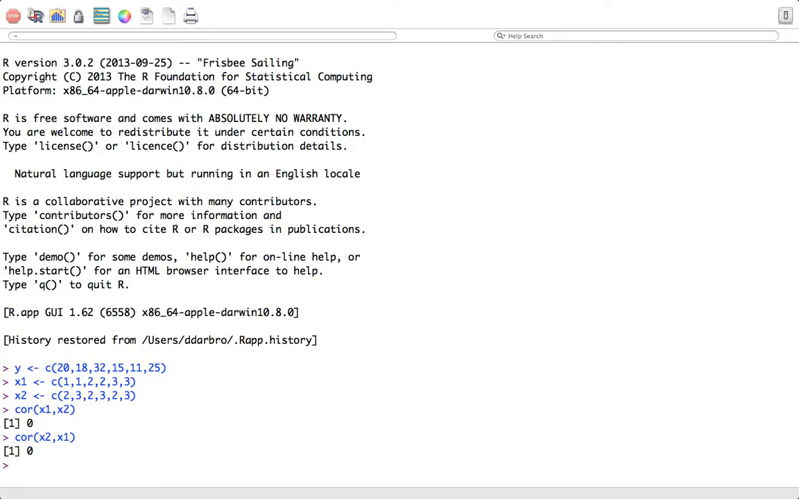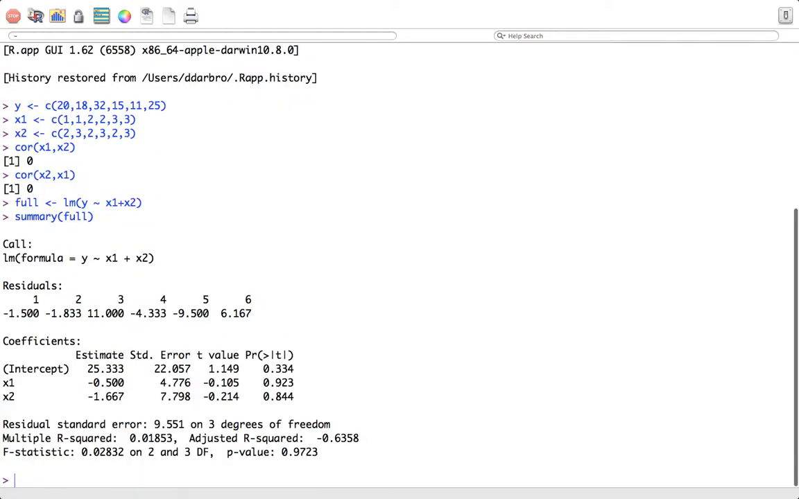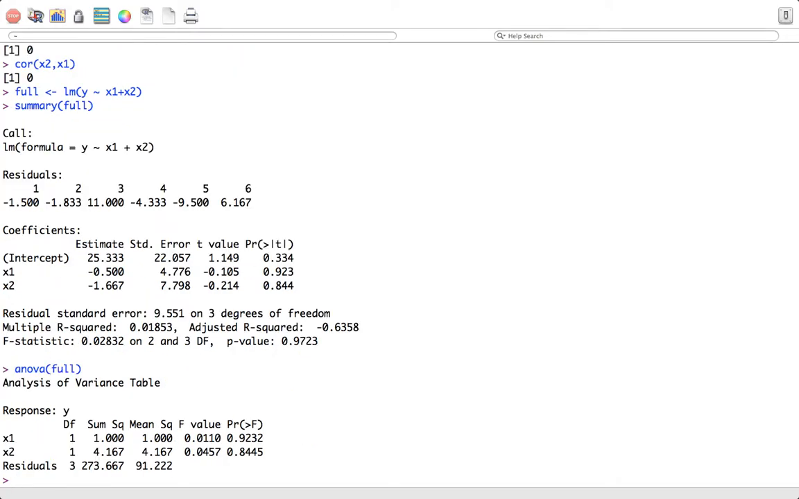So, gang, what I want to do here is run 3 models. Let's run our first model, and we'll call this model 1. This is going to be our full model. I'm going to call this full. So I want to run a linear model, y regressed on x1 plus x2. So summary for full will give us our coefficients, and ANOVA for full will give us our sum of squares.